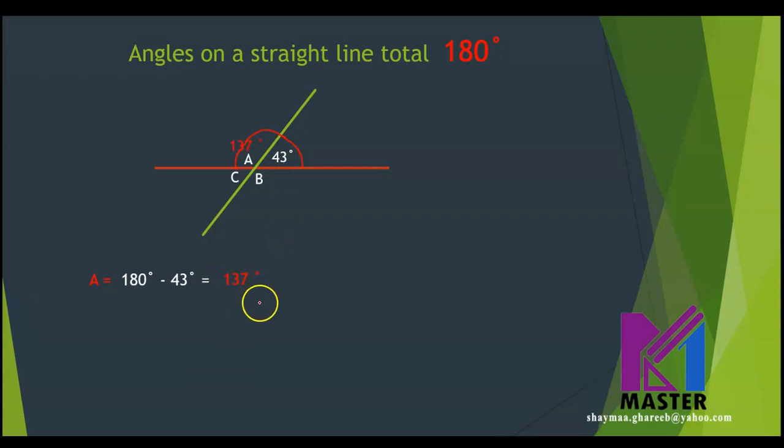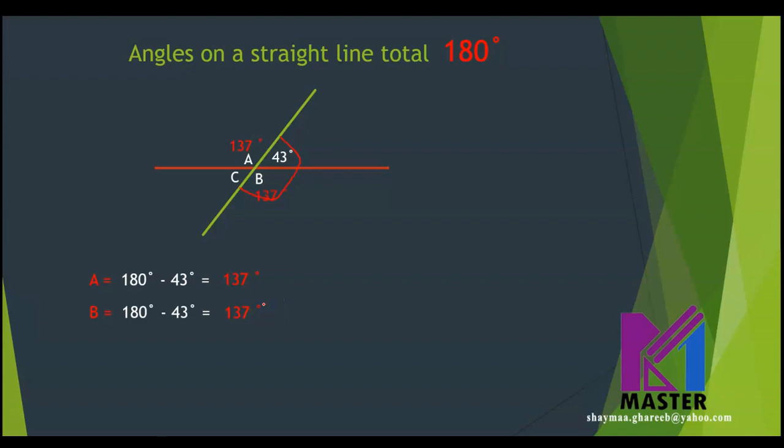Then, let's look at the green line. Let me erase this first. So now we calculated angle A as 137. Now we can look at the green line and find out the size of angle B. Look at the angles below the green line. There are two angles below the green line, the 43 and the B, which means angle B equals 180 minus 43, which is 137 as well.